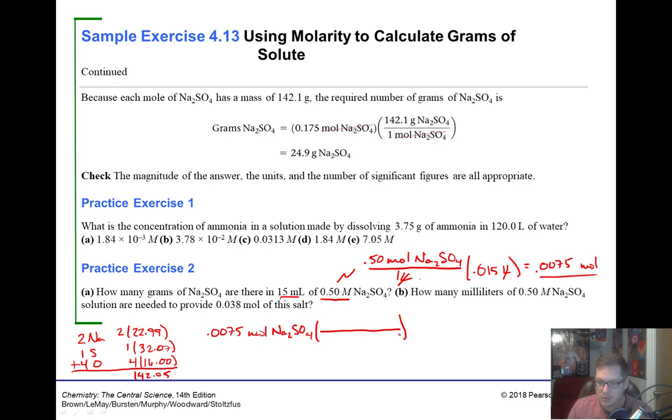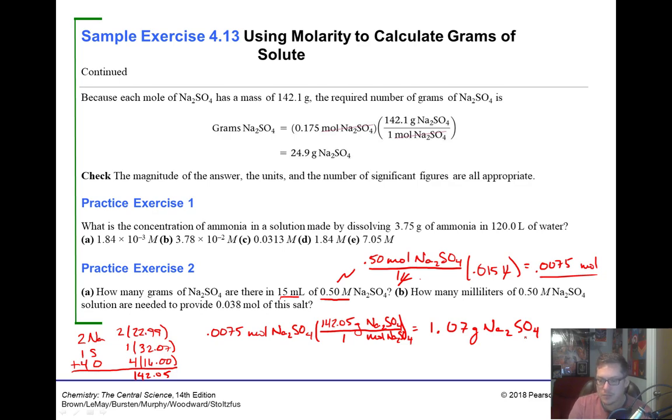So then we just convert our 0.0075 moles of Na2SO4 to grams. We put moles of Na2SO4 down here, and there's one of those, to grams of Na2SO4. We just found that it's 142.05. So we take our 0.0075 times our 142.05, and we get 1.07 grams of Na2SO4. So if we had a 0.5 molar solution and we extracted 15 milliliters of it, we really extracted 1.07 grams of sodium sulfate.